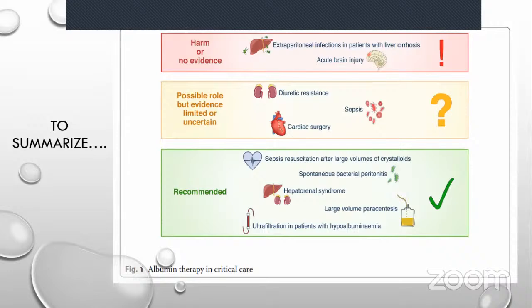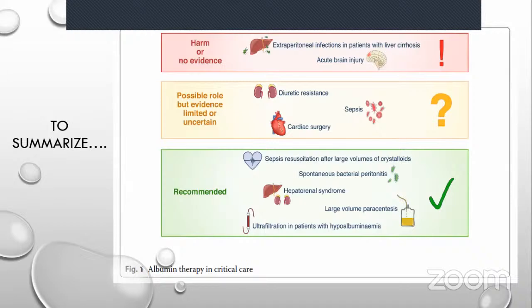Finally, the recommendations of albumin use in critically ill patients. Sepsis resuscitation after large volumes of crystalloid: you've given your crystalloid at 30 ml per kg. However, I'll look at my dynamic parameters of resuscitation and target those. If I find I'm still giving a lot of crystalloid and need to move to a colloid, then it will be albumin. However, when do you decide that you've given a lot of crystalloid and should turn over? It's not very definite.